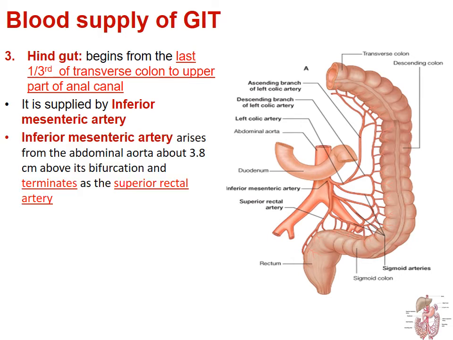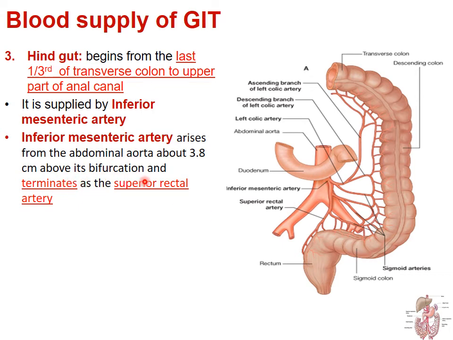Then we have got the inferior mesenteric artery. About the third point, it is related to the origin of the inferior mesenteric artery. Here, this origin is just above the bifurcation of the abdominal aorta. The abdominal aorta usually bifurcates at L4, right? And 3.8 centimeters above its bifurcation point, this artery arises. So the inferior mesenteric artery is 3.8 centimeters above the bifurcation point of the abdominal aorta.